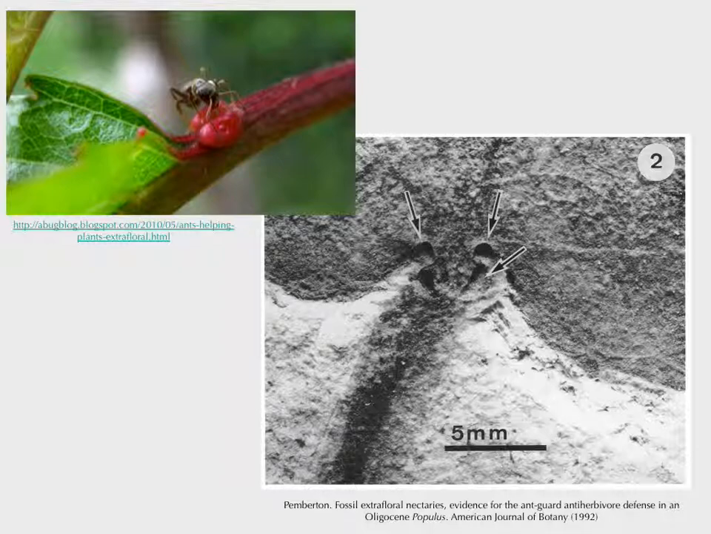Some plants in the tropics have a clearing all around them, because the ants that live in them attack anything that comes near, including other plants. So they trim off the other plants. So you have this nice little area, this DMZ around the plant, because it's paying off the ant for protection. We can find evidence by finding these structures in fossils.